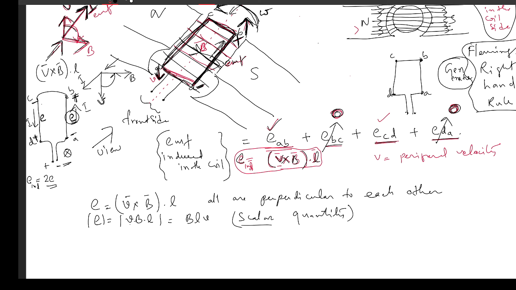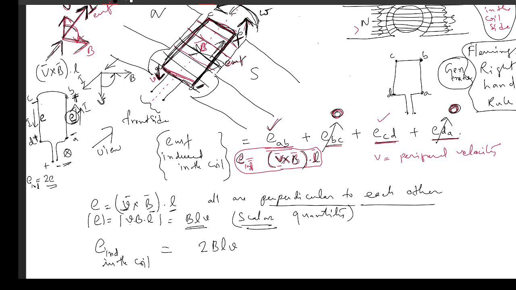Its direction is given by A to B. The direction of flow of this current is given by A to B, and its magnitude is BLV. So the magnitude of induced EMF in the entire coil is equal to 2 times BLV, because all these vectors are perpendicular to each other. If they are not perpendicular, we would have got sin theta, cos theta terms. But here they are all perpendicular.